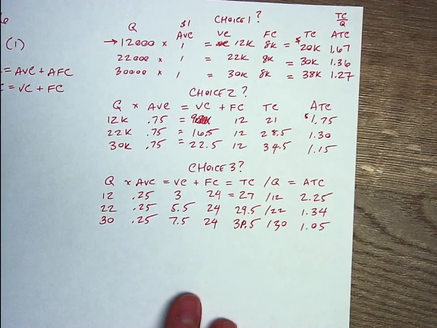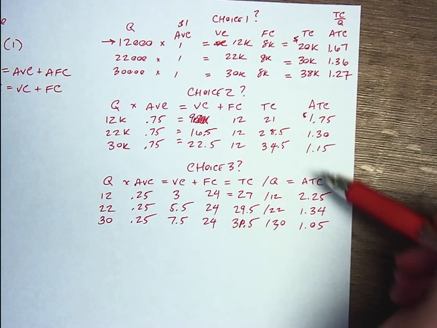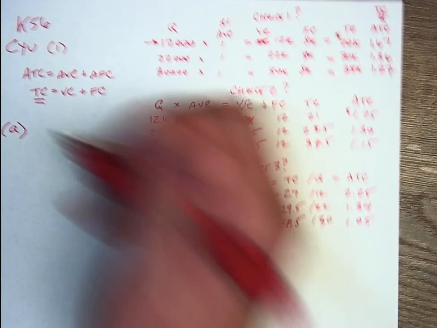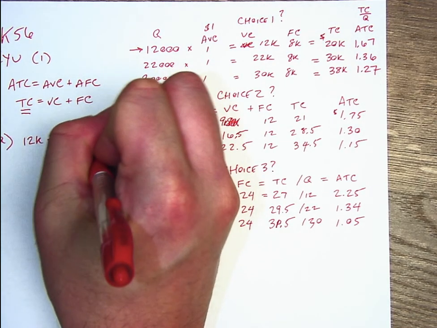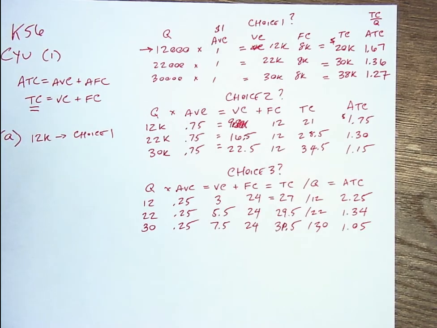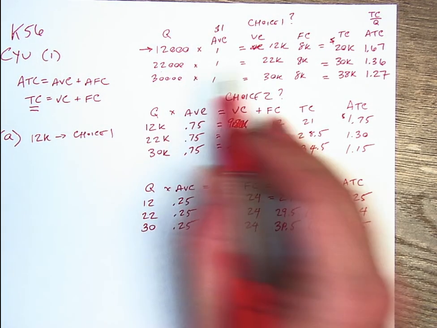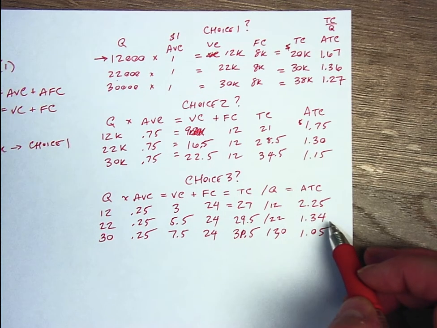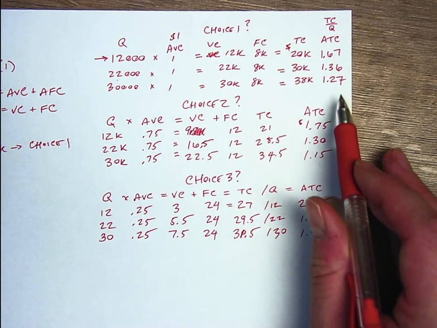So if you were going to produce 12,000, you could do it for $1.67 per, $1.75 per, or $2.25 per. So you would do it for choice 1. So at 12,000, we'd say choice 1. And if you were to do 22,000, choice 2 gives you $1.30, and choice 3 gives you $1.34, so you'd prefer choice 2 because it has the least ATC.